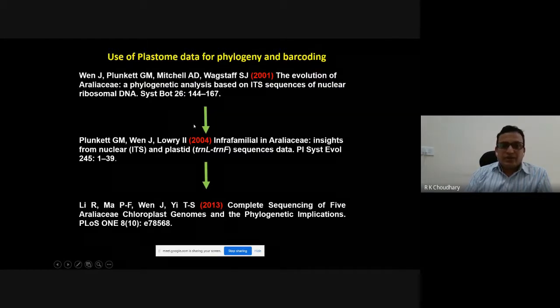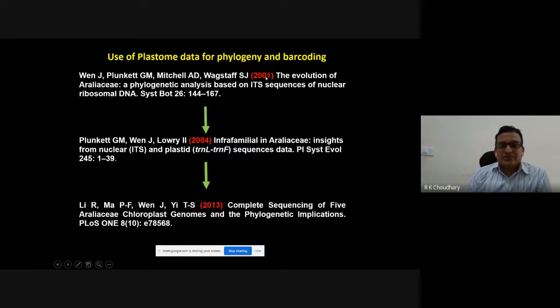If you see how things have evolved, in 2001 she publishes a paper in a very good journal, Systematic Botany, but the paper was simply based on an ITS data set. Simply one particular nuclear region, and you could publish your paper in Systematic Botany. But it was possible at that time.